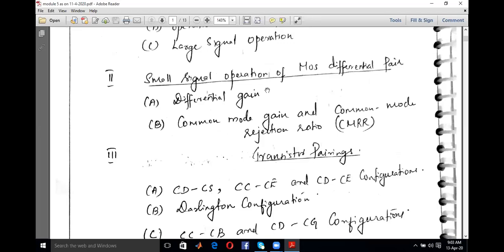As we studied in the previous module, while performing small signal analysis we are interested in finding some parameters of the amplifiers, like differential gain, common mode gain, common mode rejection ratio, etc. Here we have two gains because the amplifier works in differential mode as well as in common mode. Therefore we have to find the differential gain and the common mode gain separately, and along with that the common mode rejection ratio.